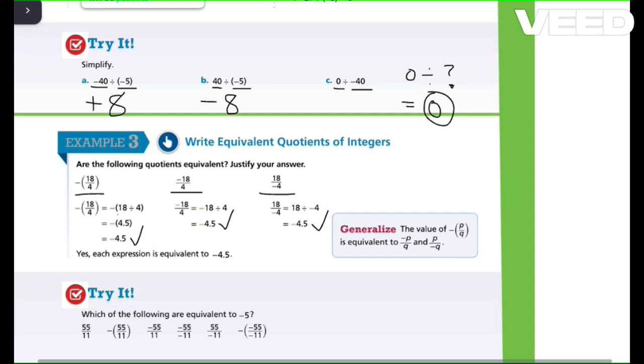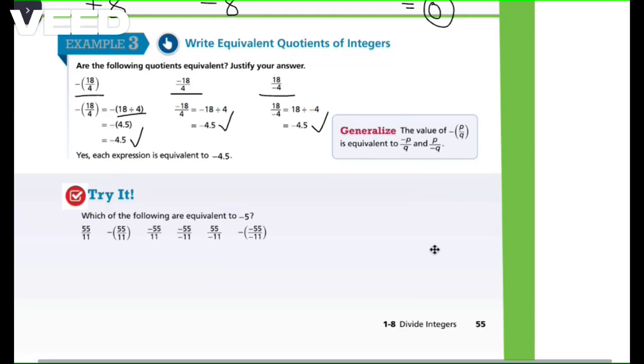So we have 18 divided by 4. We do that first, then we make it negative. Here we have negative 18 divided by 4, which is automatically going to be negative, and 18 divided by negative 4, which is automatically going to be negative because one of them is negative. And here we have a generalization statement. The value of negative, in parentheses, P over Q, is equivalent to negative P over Q and P over negative Q. What this means, class, is that it doesn't matter where the negative sign is. As long as there is only one negative sign between two numbers, the answer will be negative when it comes to division and multiplication for that matter.